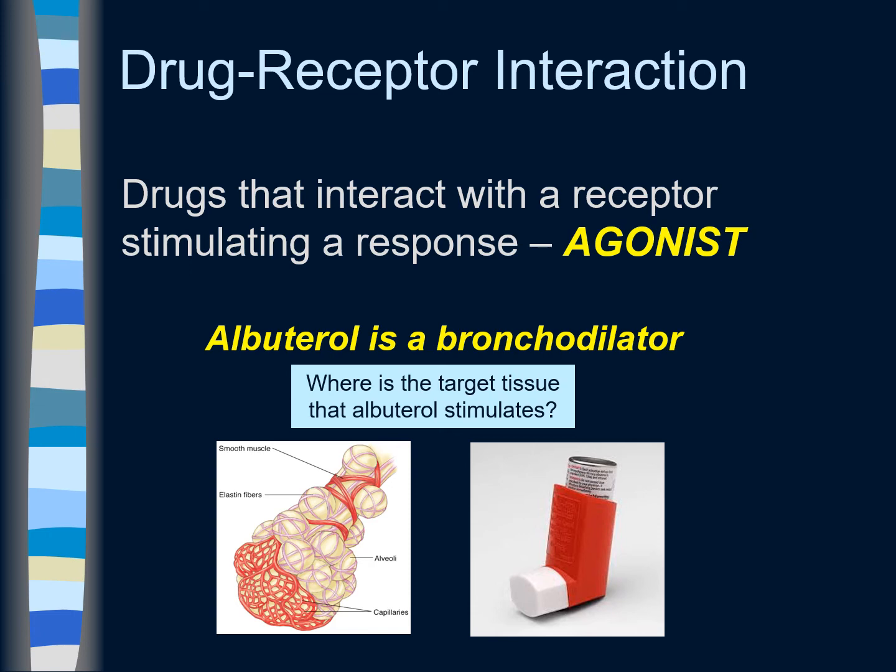So drugs that interact with a receptor that stimulate a response are called agonists. So albuterol is a bronchodilator, and it's an agonist, and it stimulates a response from target tissue. So if I told you that albuterol is a bronchodilator and it's an agonist, where do you think the target tissue is that albuterol stimulates? It's the smooth muscle that encircles the bronchioles. So that's albuterol, and that is a bronchodilator.